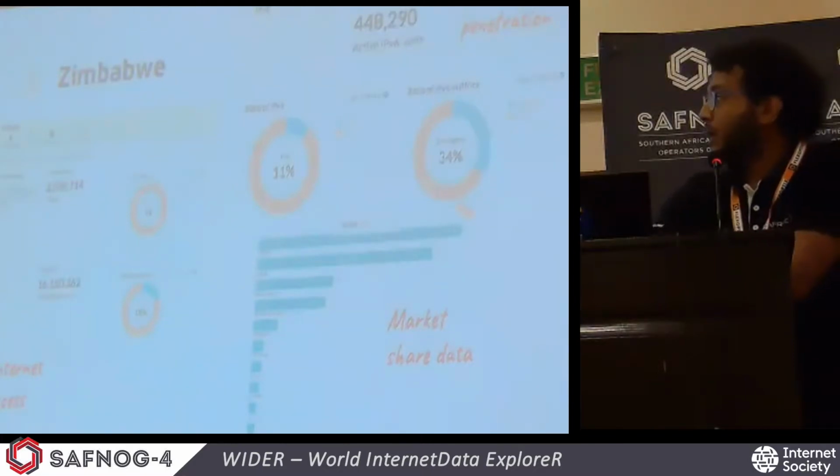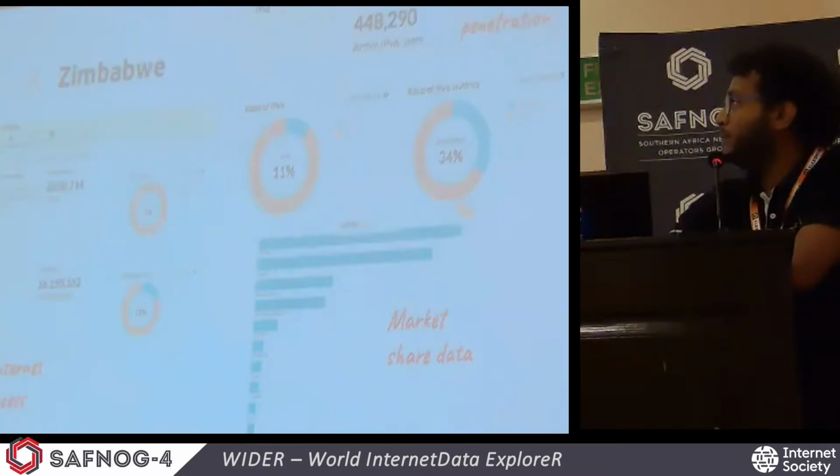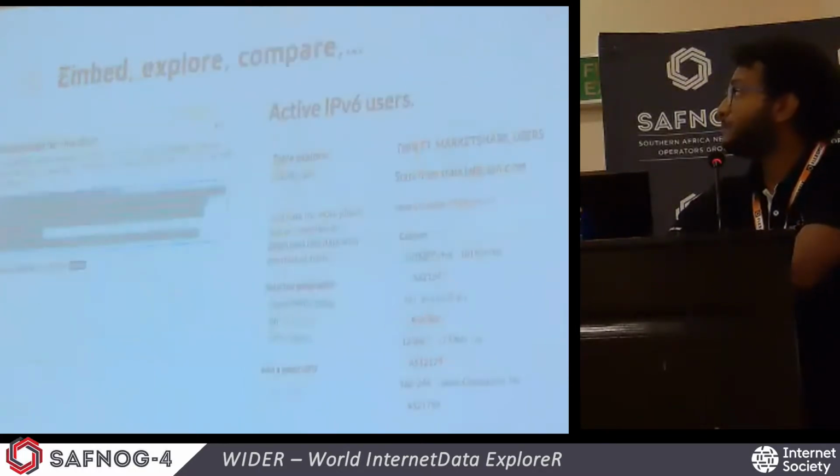And when you have a look at the country profile, you have a bunch of different visualizations. For example, here you have the internet users. What is the percentage of internet users in Africa? What is the percentage of IPv6 users in that country? I like using Zimbabwe because it is the one which has the highest IPv6 penetration in Africa. And you also have market share data, who is actually the biggest operator in the country. This one is based on the data we are getting from Epinic on market share.